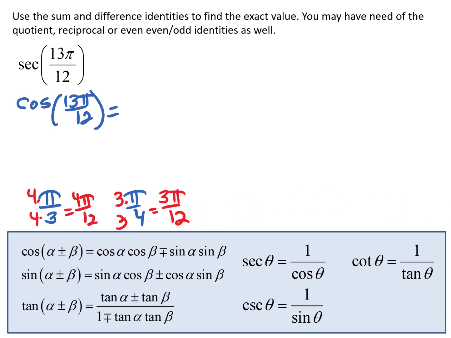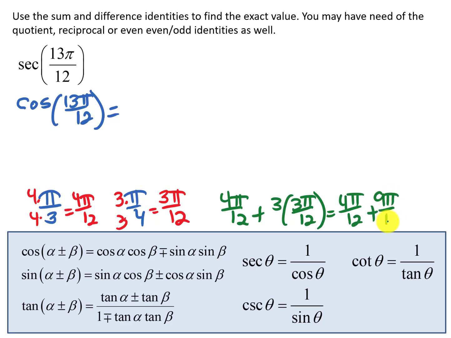Now I want to figure out a way to take multiples of those two angles, add or subtract them to come up with 13 pi twelfths. There's more than one way to do it, but the one I see is if I take the first one, the 4 pi twelfths, and I add 3 times the second one, 3 times 3 pi twelfths, that would give me 4 pi twelfths plus 9 pi twelfths, which gives me what I need of 13 pi twelfths. So this combination will work.